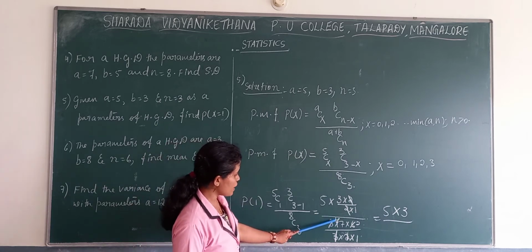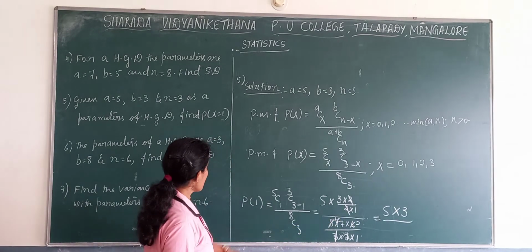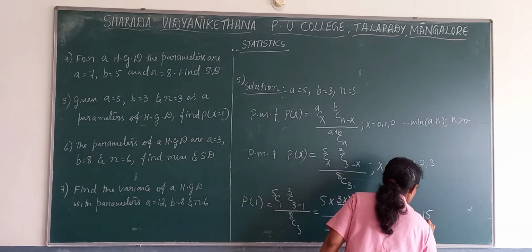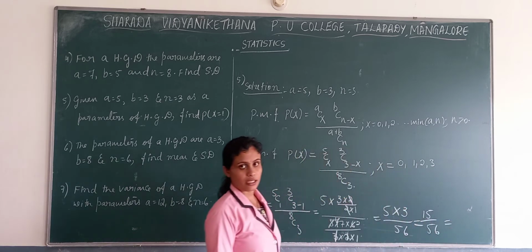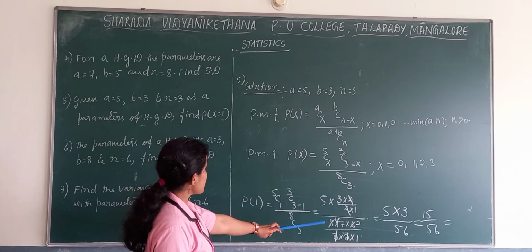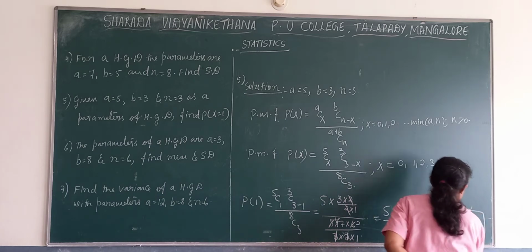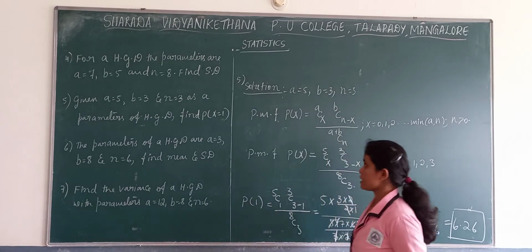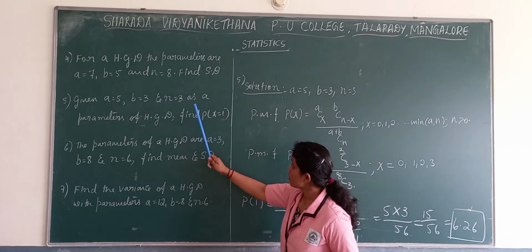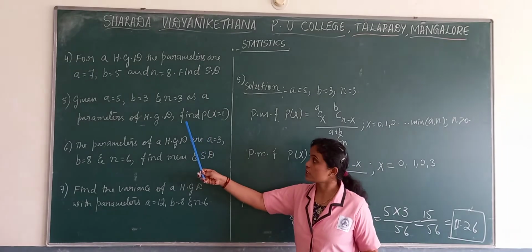Here 4 into what will remain? 4 into 7 into 2. 7 2s are 14, 14 into 4, then we get 56. So here 15 by 56. When we divide 15 by 56, there we get 0.26. So this is about the second question, 0.26.